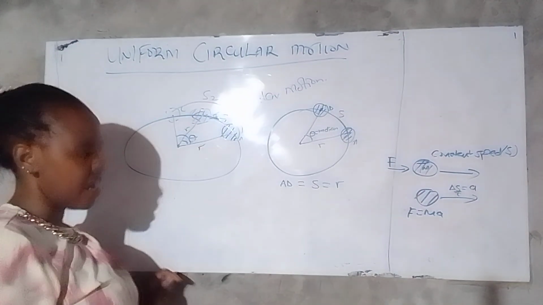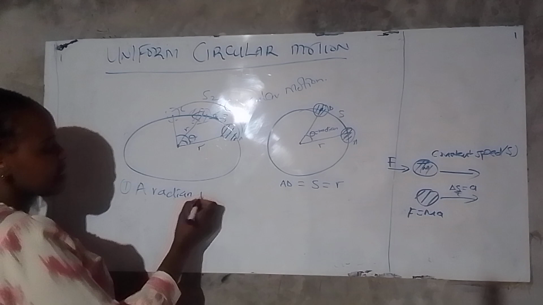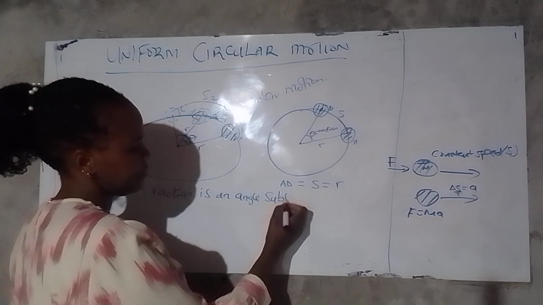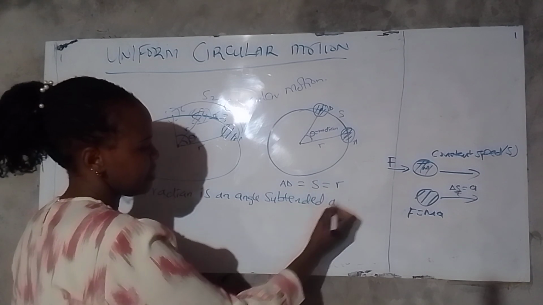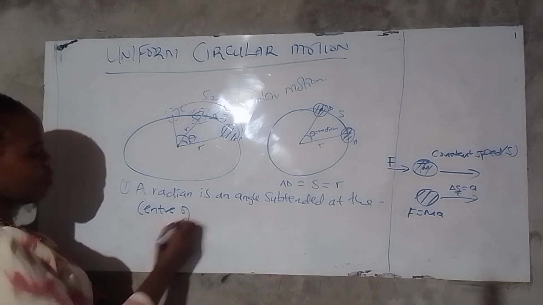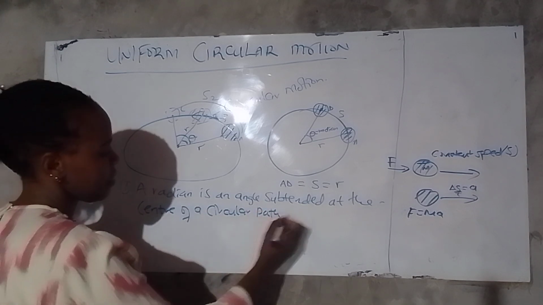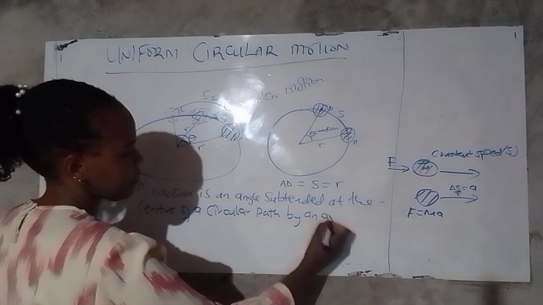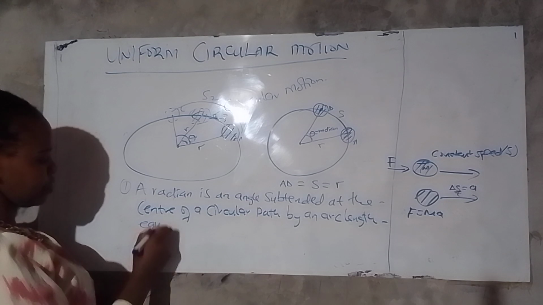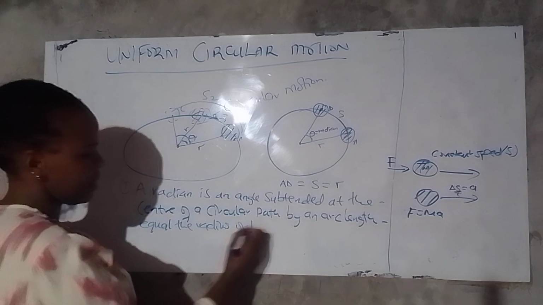So how do you define a radian? So we say a radian is an angle subtended at the center of a circular path by an arc length equal to the radius of the circular path.